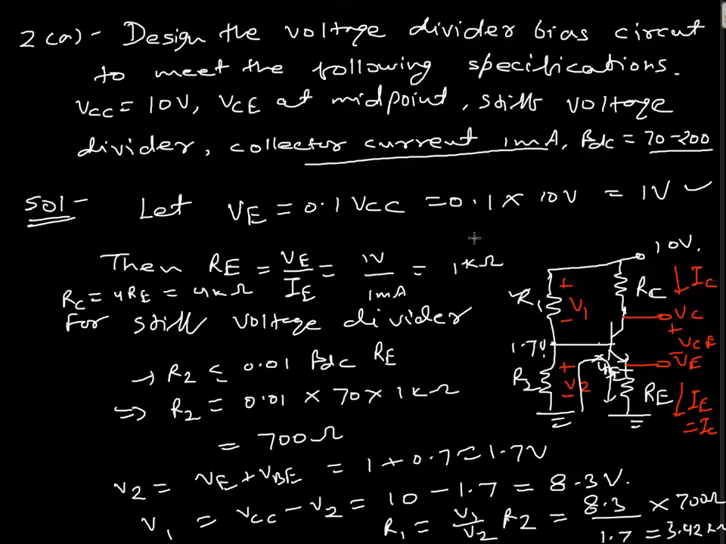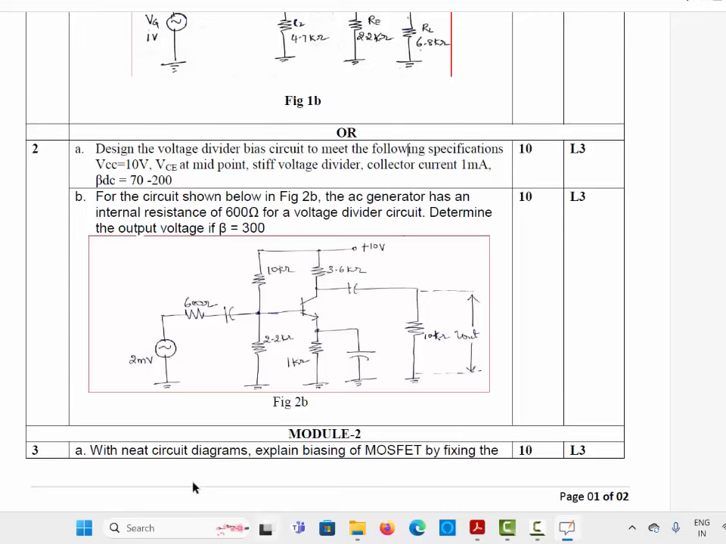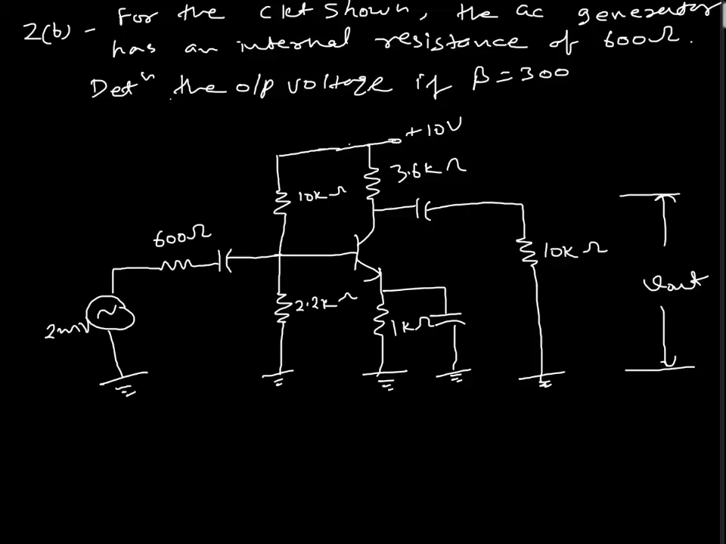So this problem 2b is from the topic, the loading effect of the input impedance. So this circuit is given. We have to find out the output voltage. Okay, so again here derivations are not required. We will use the direct formula. First of all, we know the voltage gain AV for this circuit is RC by RE prime.